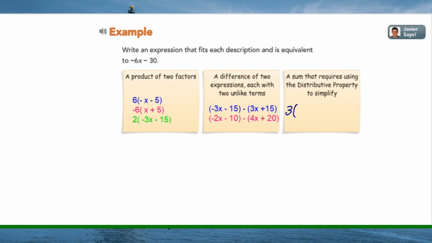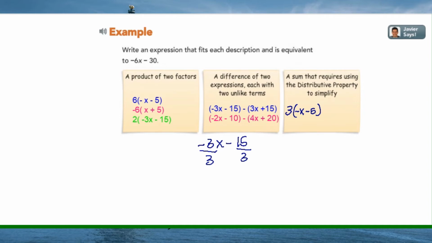So I'm going to put 3 times the quantity, and I have to figure out what goes inside of the parentheses. So remember, when you factor something out, you have to divide each term by whatever you factored out. So I factored out a 3. Negative 3x divided by 3 is negative x. And negative 15 divided by 3 is negative 5. So I'm going to do the same thing for this one. I'm going to factor out a 3.